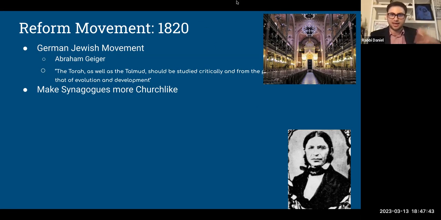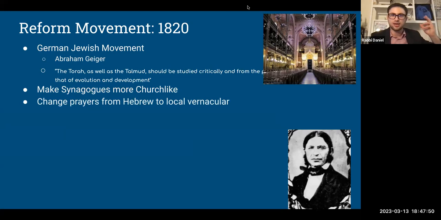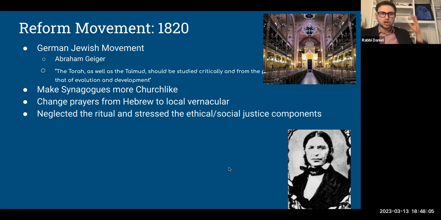But at least for 1820, again, 200 years ago, the goal was, if we can make Judaism seem more church-like, if we can change the prayers from Hebrew to German, right? This is something that the early Reform movement did that, of course, still the contemporary Reform movement does. You hear a lot more English in a Reform congregation than you would at a conservative or Orthodox. And one of the other things that Abraham Geiger did, again, we'll talk about all the ways in which Reform has changed or updated in the last 200 years, but completely neglected the ritual components of Judaism and only stressing the ethical or social justice components. Again, in an attempt to make Judaism seem as Protestant-like as possible, right? Protestantism is not necessarily based off of ritual, it's based off of social ideas and philosophical ideas.